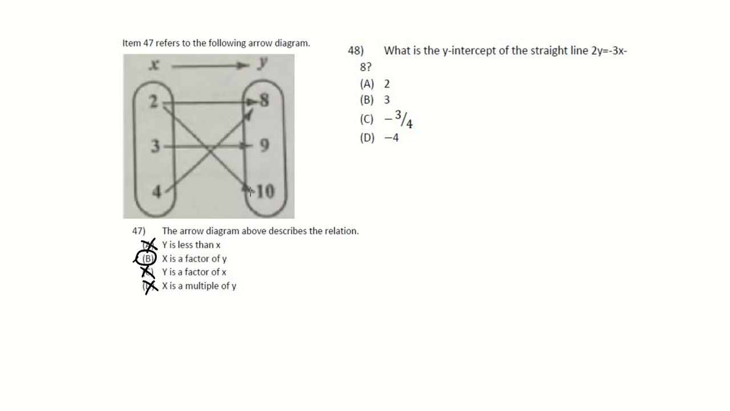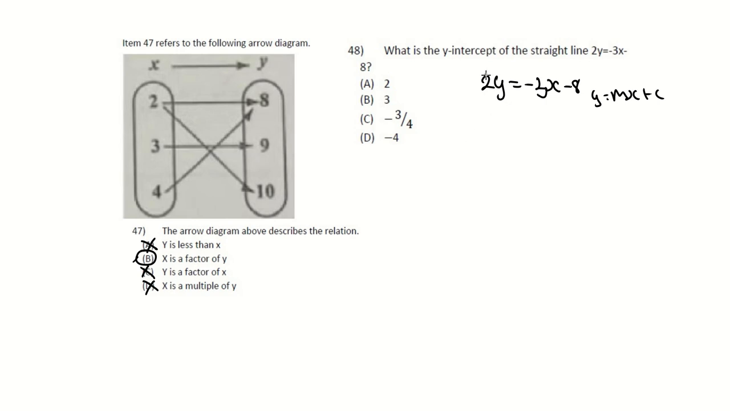The only answer could be B. What is the y-intercept of a straight line? 2y is equals to negative 3x minus 8. Right? The y-intercept means your y is equals to mx plus c, and we want the value of c. C is your y-intercept, right?